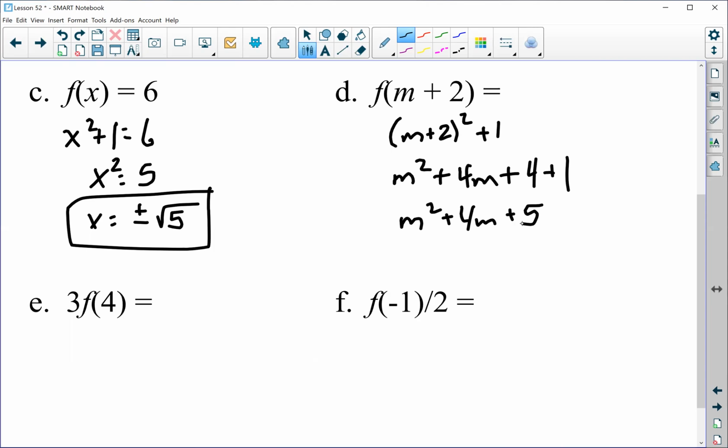This is not an equation, so you're not going to solve, you're not going to figure out what m is, because it's not an equation. This is your answer. Don't need to try to factor it, don't need to use the quadratic formula. You're done with that answer.